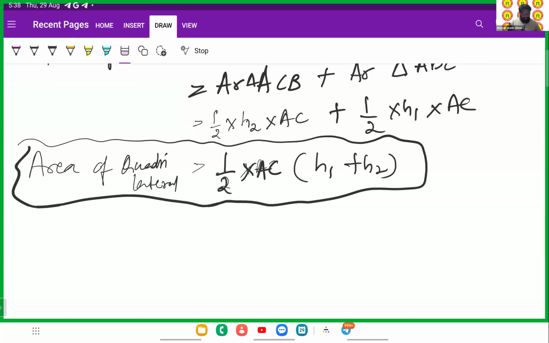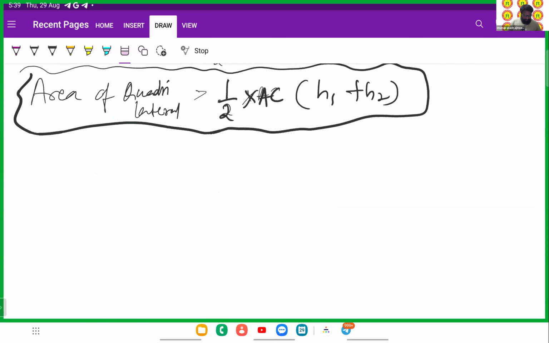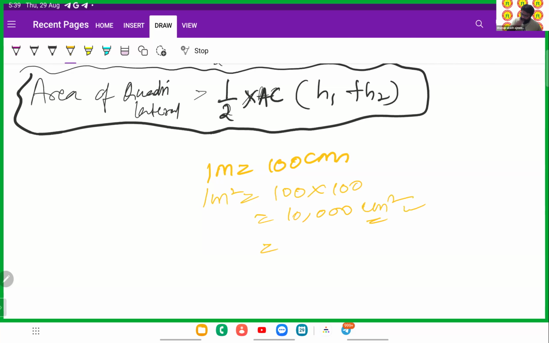Next, what are we discussing? You know what is 1 meter, right? 1 meter is equal to 100 centimeters, right? You know all this, right? Yes, sir. 1 meter square is equal to how much? 100 into 100. That is 10,000 centimeter square, or square centimeters. You know this, right? Yes, sir. Okay.